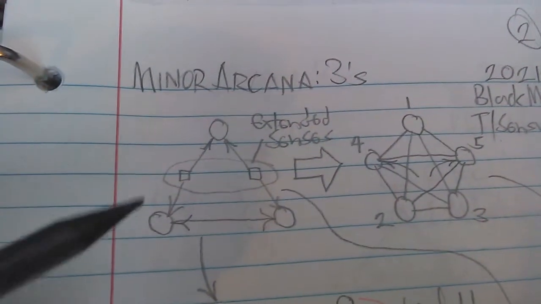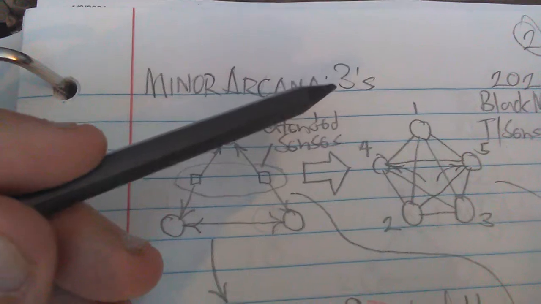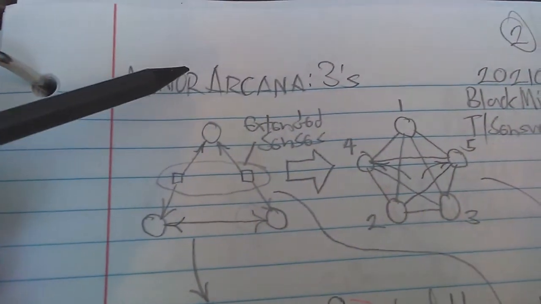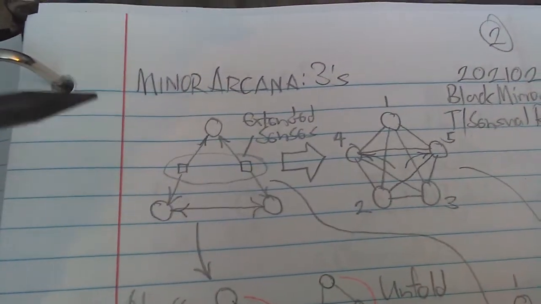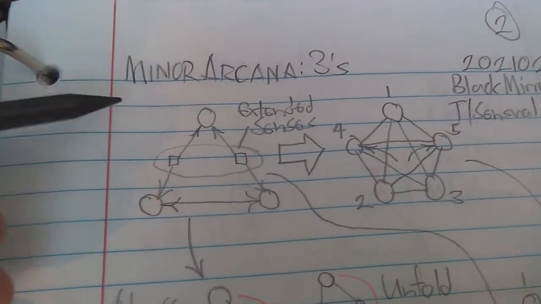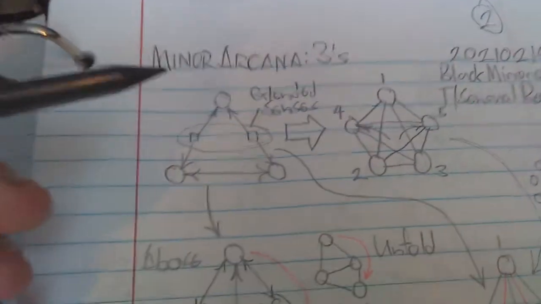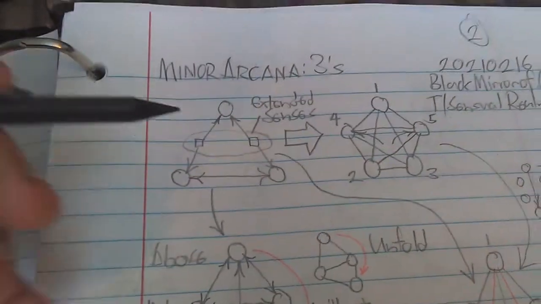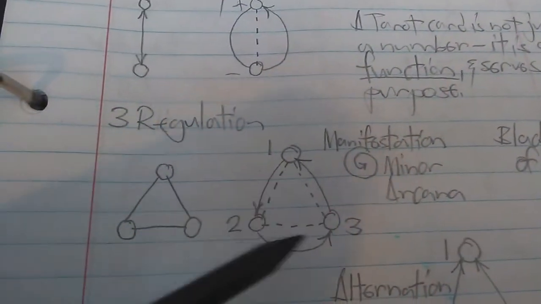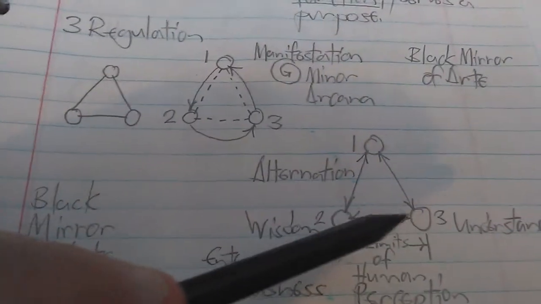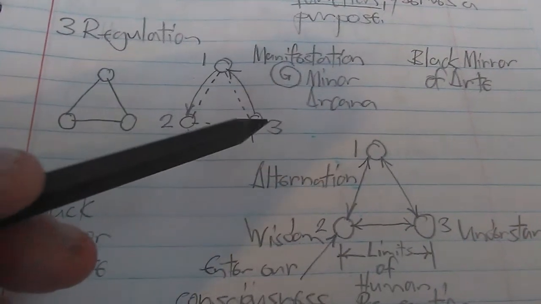So we're here in Black Mirror of Art. We are exploring the threes of the Minor Arcana in response to questions about what exactly the 3 cards, like Three of Wands and Three of Swords, can mean. So we've established previously, if I may, a cycle of alternation taking place, representing the limits of our perception.